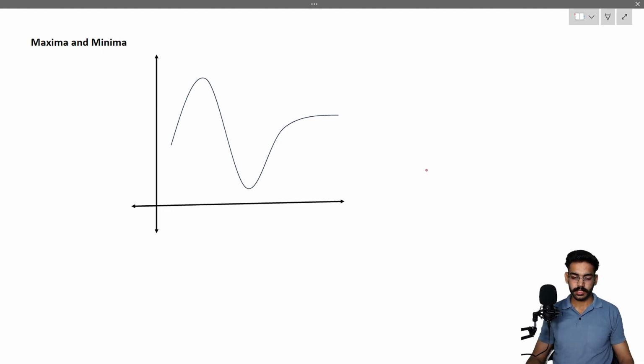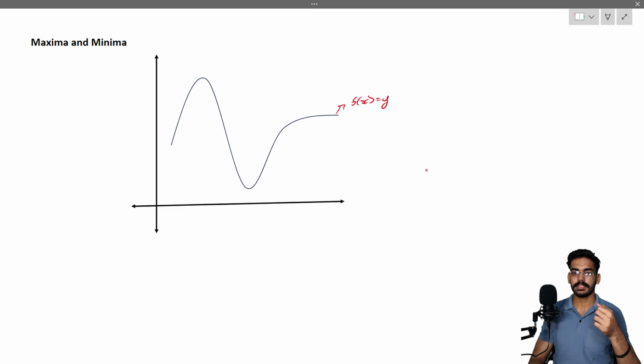Hello students, so now we are going to see our next topic, that is maxima and minima. This is just an application of the double differentiation that we just studied, and we want to find out the maximum value of any function given. Say y equal to f(x) is given.